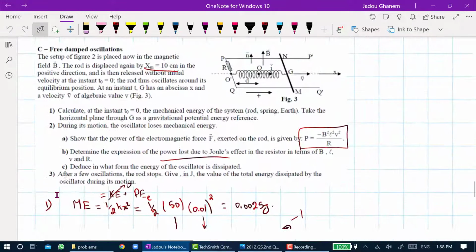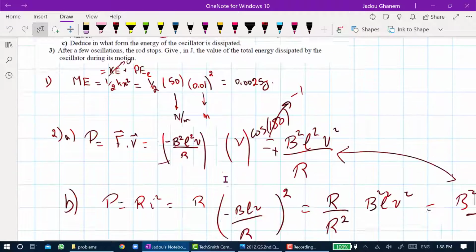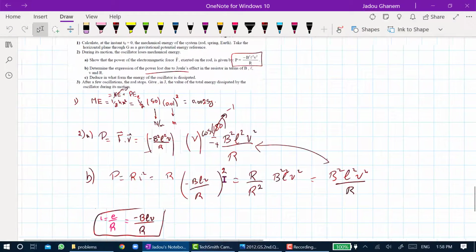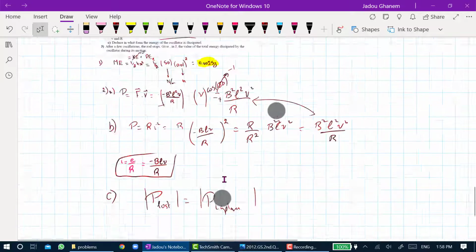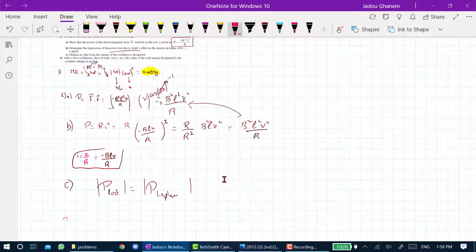In the last part, after a few oscillations, the rod stops. Give in joules the value of the total energy dissipated by the oscillator during its motion. If we go backwards to a previous part, let me just highlight it, 0.0025. This is the initial energy provided by the rod once we displaced the rod. So in the last part, part 3, all the energy, which is equal to ME0, 0.0025 joules, is the total energy dissipated as heat.